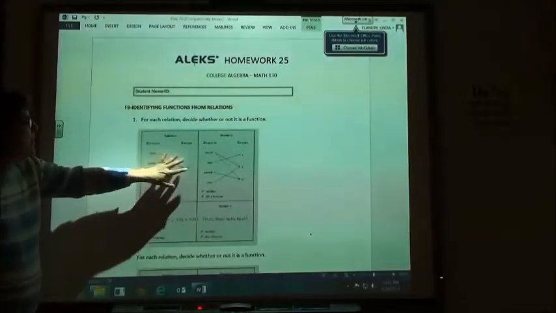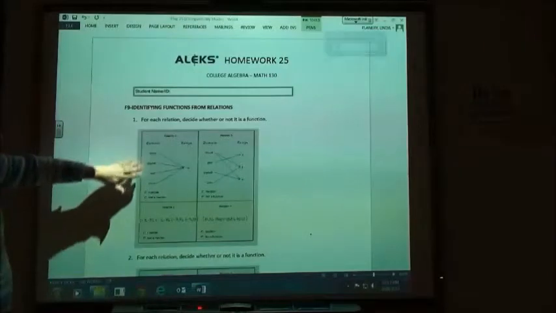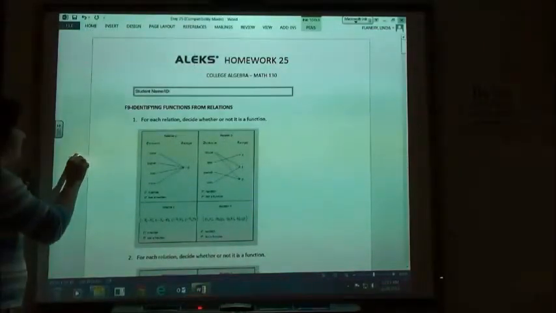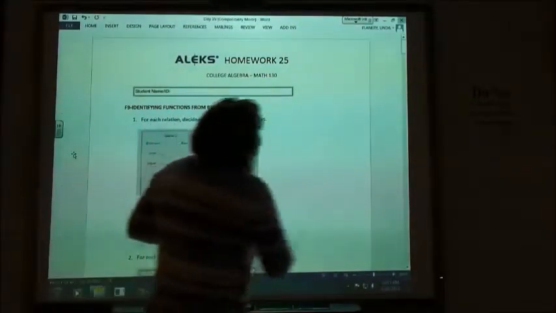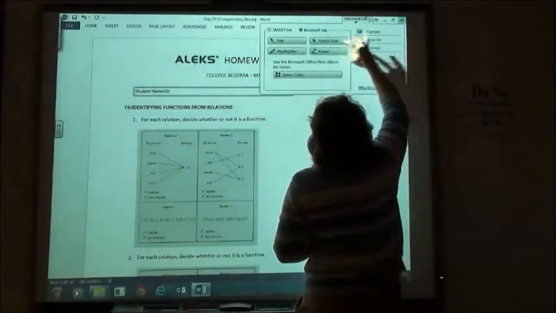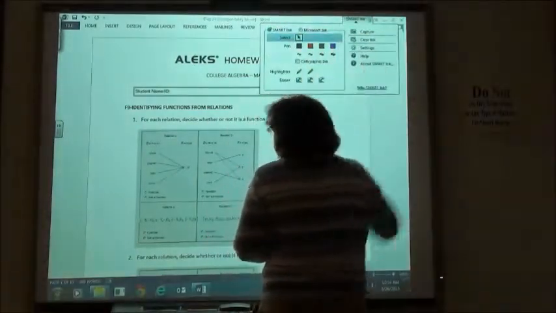If I were going to write this as ordered pairs, this first relation here, it says that I have a desk. Oh, my pen's backwards again. Why my pen doesn't want to stay on the right pen.